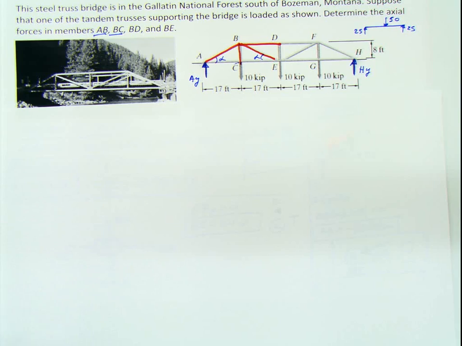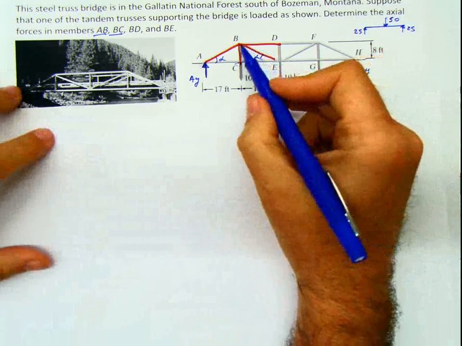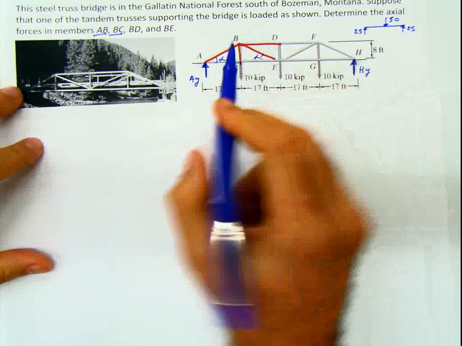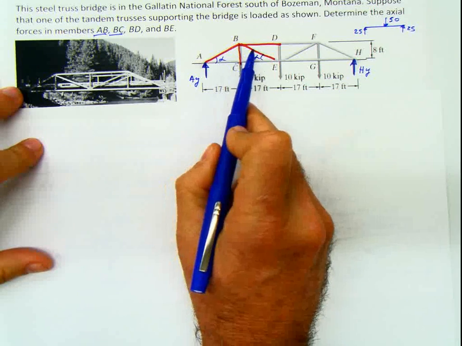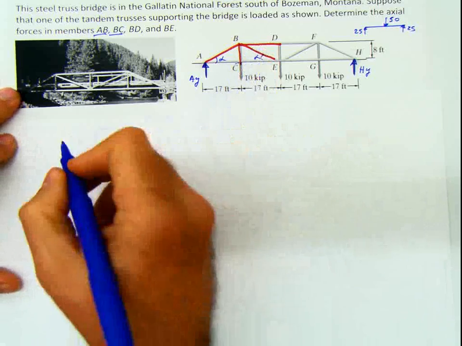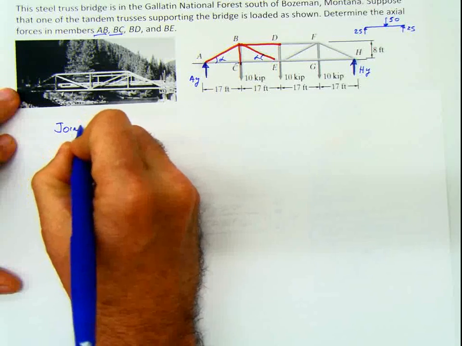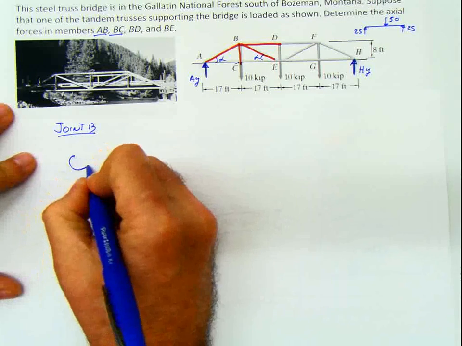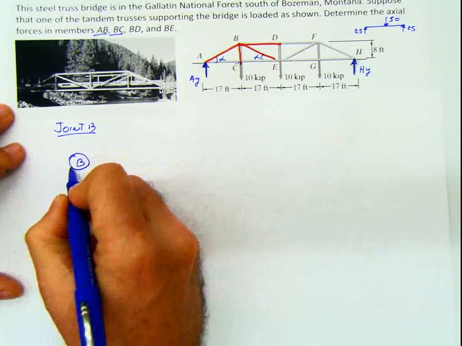So if I'm going to go for BD and BE, let's say that I go to the joint B. Well, if I go to the joint B, how many unknowns do I have? These I know, and I have two unknowns. Yes, I can go to the joint B and calculate that. I have my joint B here. This is AB.